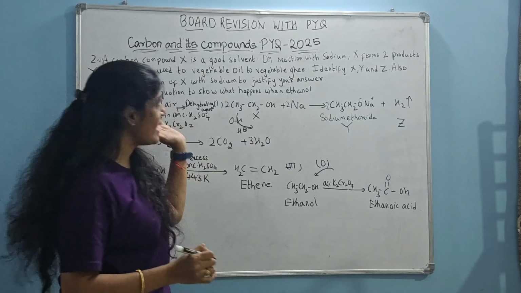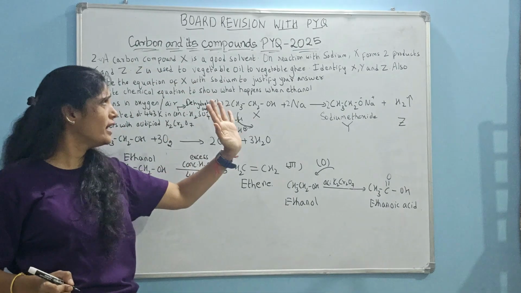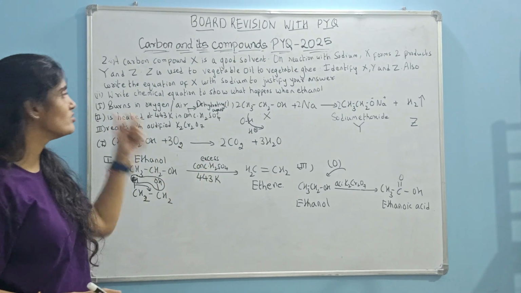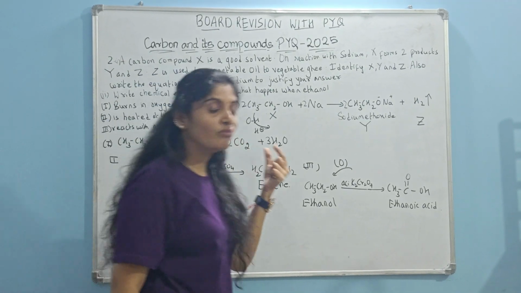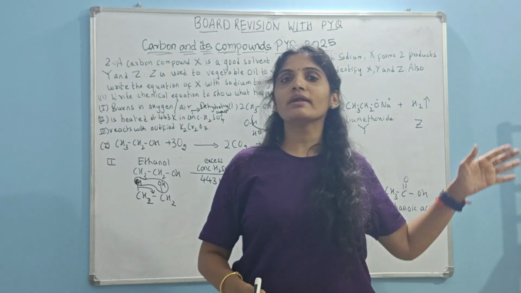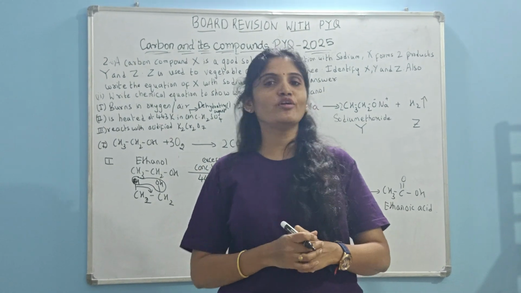So this is how the question has been asked. Like this you get indirect questions where they give some X, Y, Z. When you are perfect in your reactions, identifying the compounds becomes very easy in this chapter. So this is all about the PYQs that came from this chapter in the year 2025.